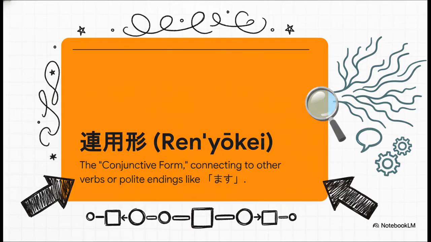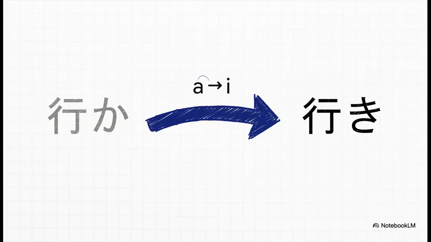Okay, next up is the Ren'you-kei. And let me tell you, this one is an absolute workhorse. I'm not kidding. You are going to see this form everywhere. Its main job is to connect to other verbs, and especially to polite endings like masu. For our verb, this form is iki. Did you catch that? The sound just changed from a in ika to i in iki.